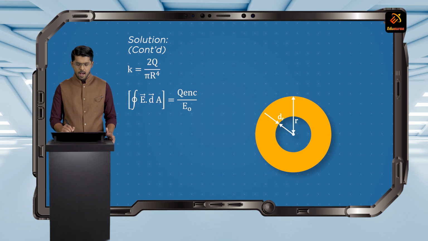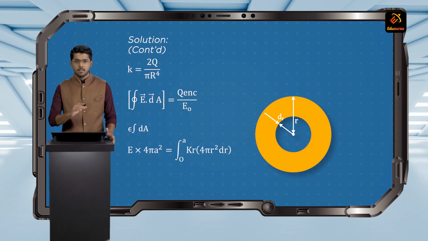Now, you have E dot dA. Since the situation is completely symmetric, you can treat that at every point the value of E will be the same, and that will be in the radial direction. So we can replace this simply with E multiplied by integral of dA, which will come out to be E multiplied by the surface area for this surface, which is 4 pi a square. Now that is equal to the enclosed charge in this. How much charge will it enclose?